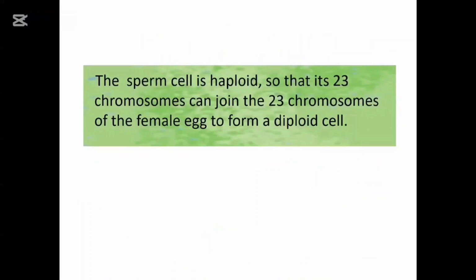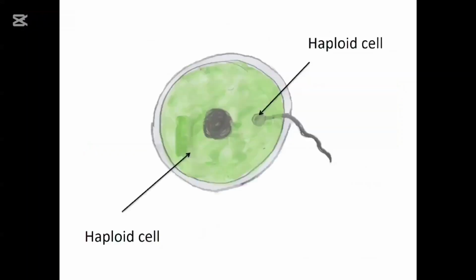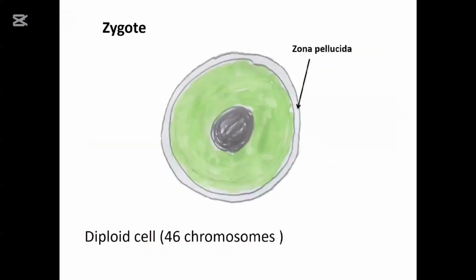The sperm cell is haploid, so it has 23 chromosomes, which join the other 23 chromosomes from the female egg to form a diploid cell. Here is the entry of the lucky one into the ovum. Here is the zona pellucida surrounding the zygote. Here is the formation of the first somatic cell, the zygote. And this is the beginning of life for all animals, from mice to elephants. It is a diploid cell containing in humans 46 chromosomes, and this number varies from species to species.